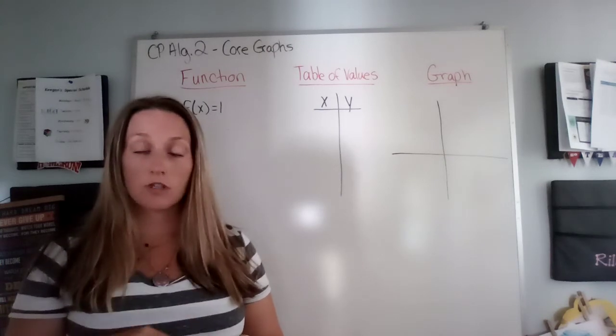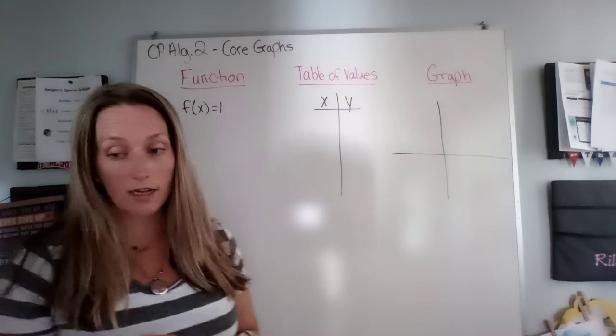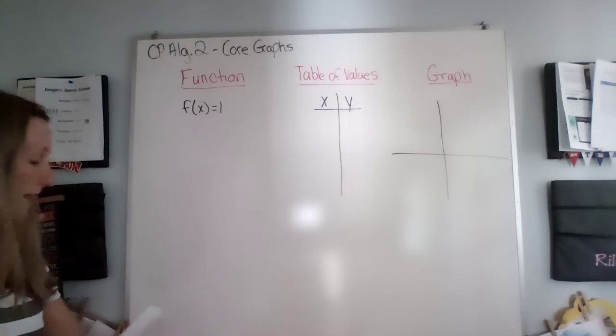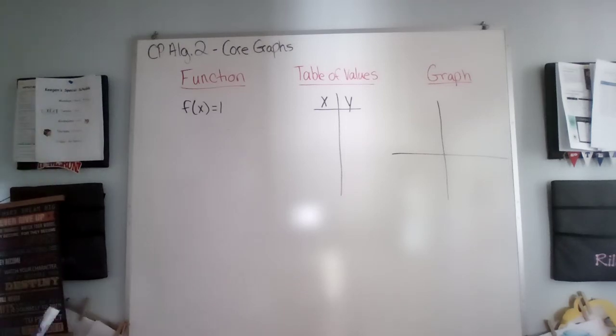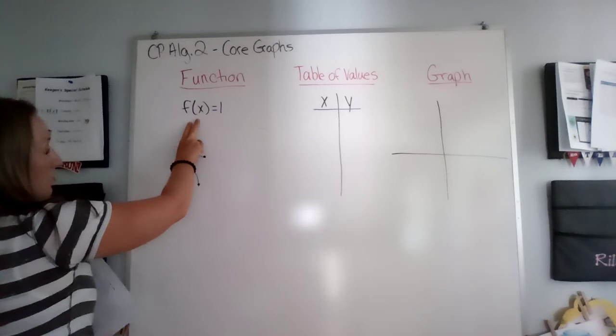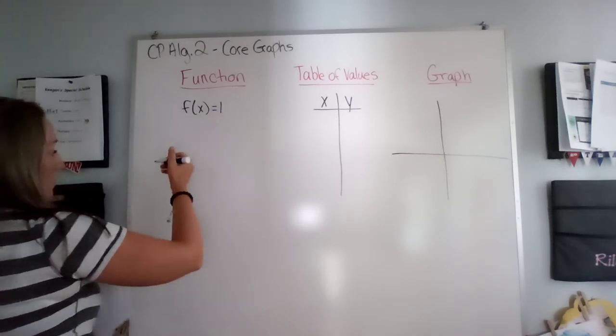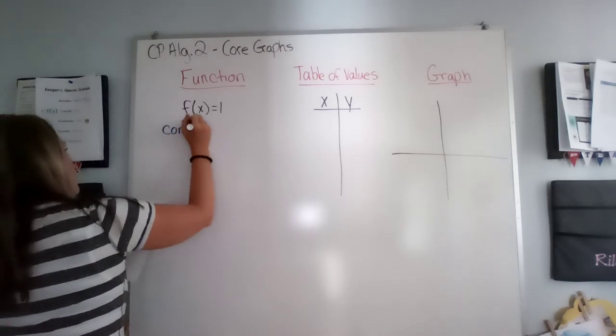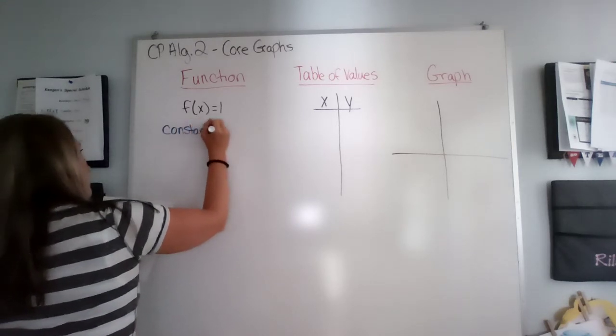So we're going to just kind of take a look at each graph one at a time, okay? So the first function, f of x equals 1, this is known as your constant function. Now remember, this is function notation. If you want to change f of x to y and think of it as y equals 1, that would work as well. Again, this is your constant function.